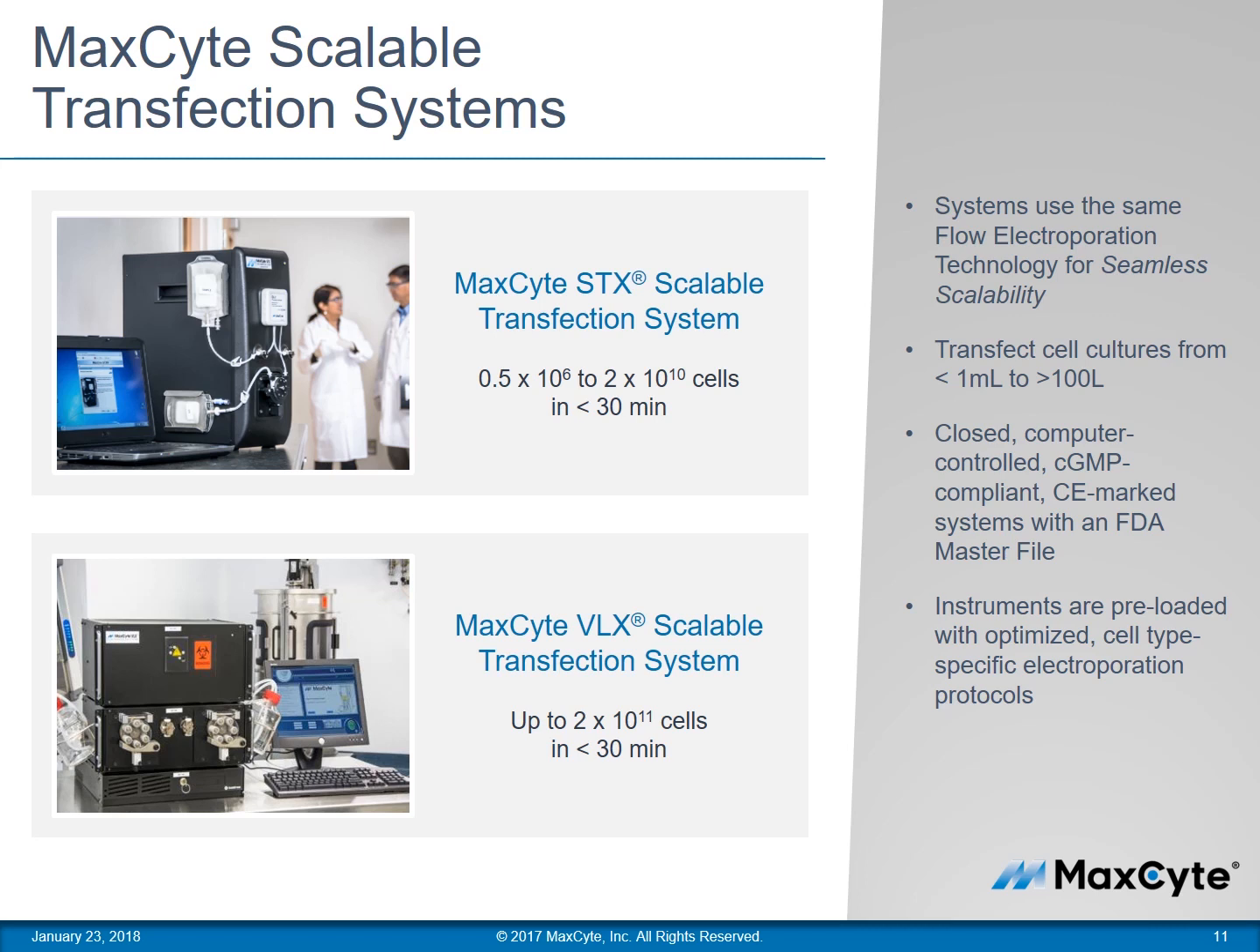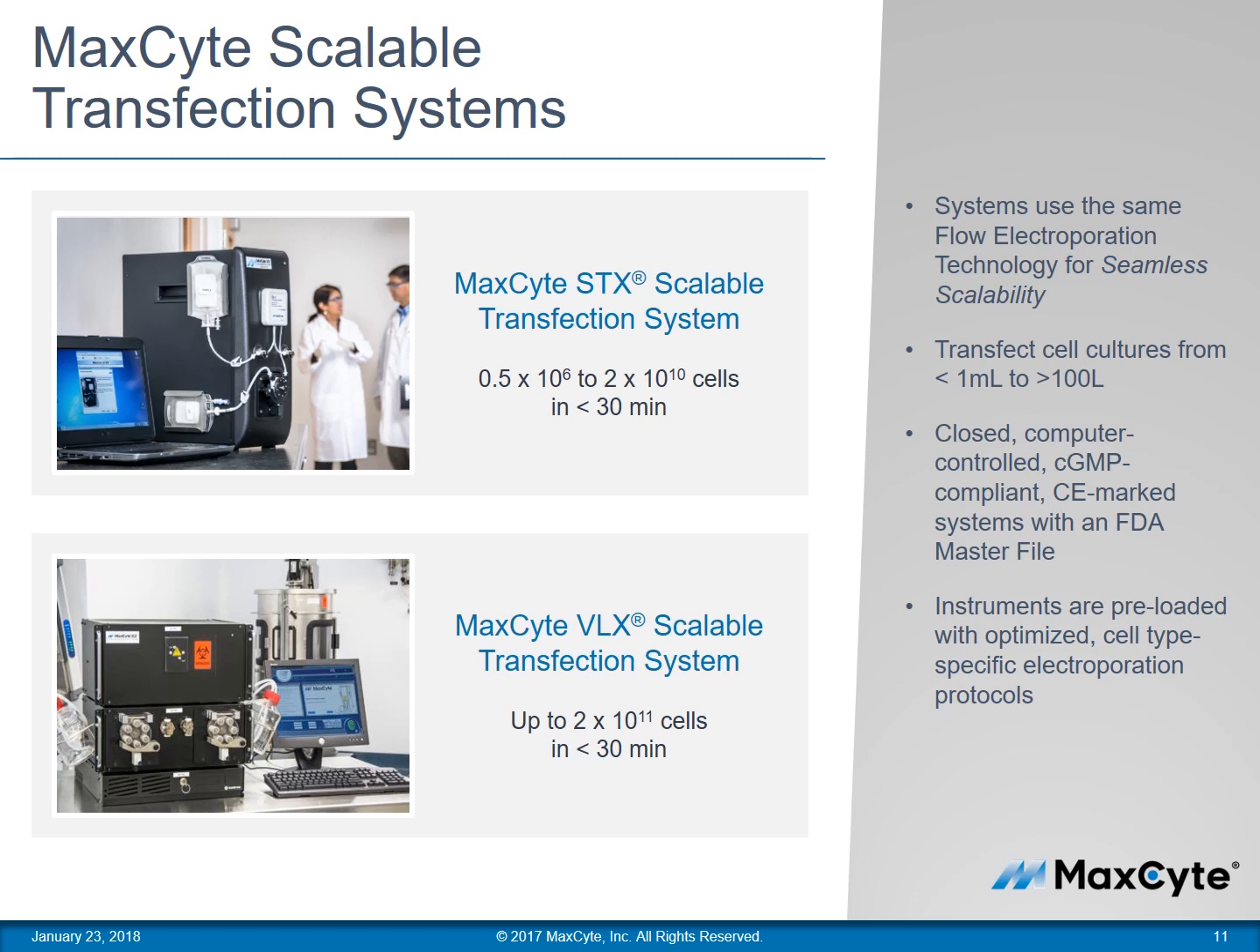During electroporation, cells are suspended in MaxCyte's chemically defined electroporation buffer at high density, typically 100 to 200 million cells per ml. Thus, 20 billion cells can be suspended in 100 ml of electroporation buffer and processed through the XDX instrument in less than 30 minutes.